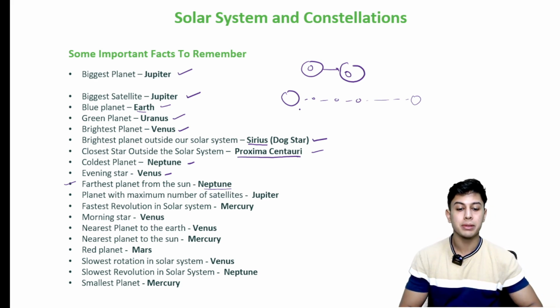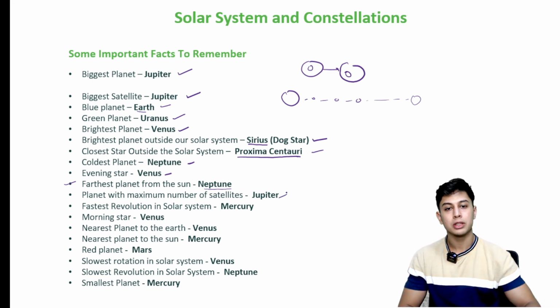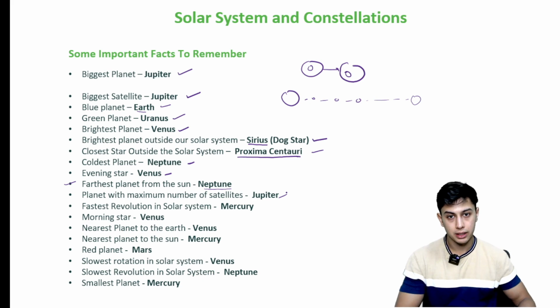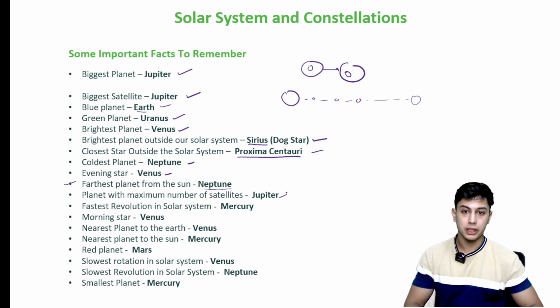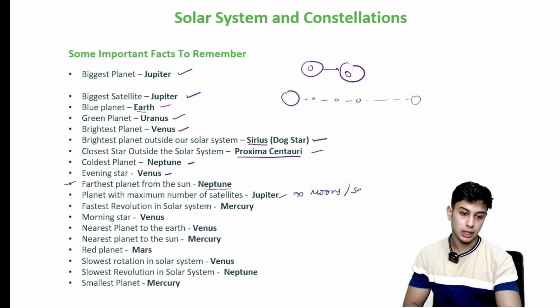Planet with maximum number of satellites. Alright, the planet with maximum number of satellites is Jupiter. So the maximum number of moons that a planet has, that is Jupiter. Jupiter has around 70 moons, satellites. Alright, satellites.